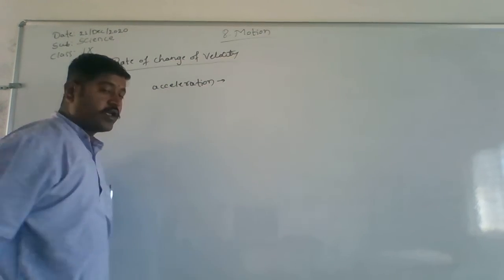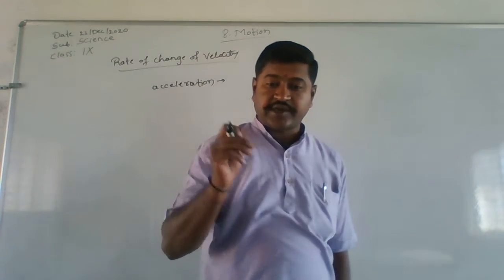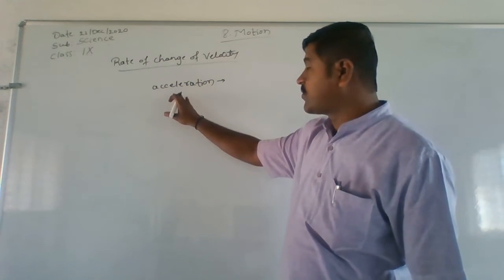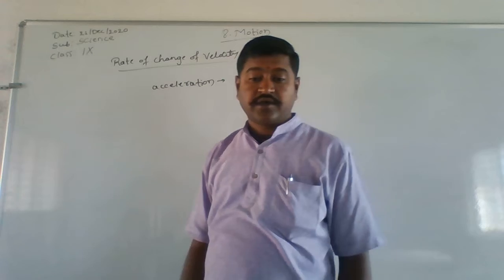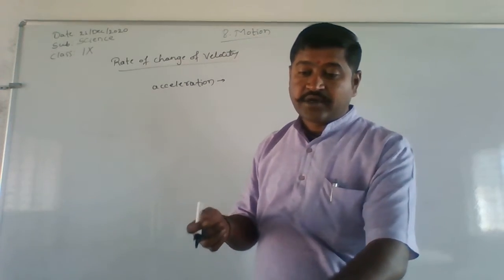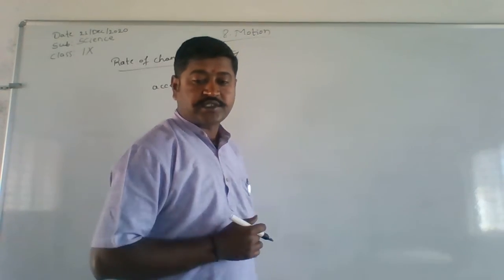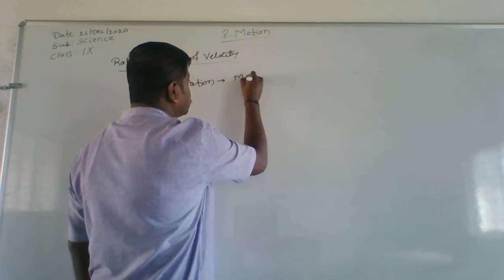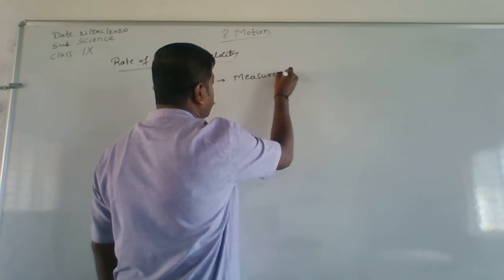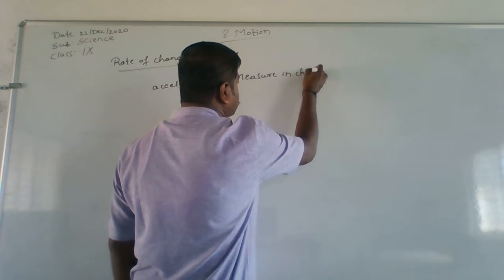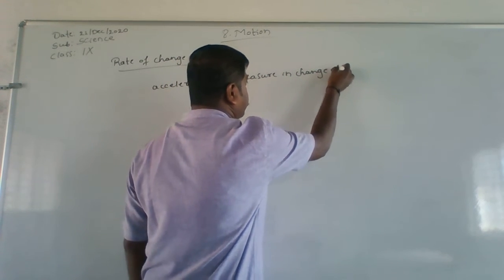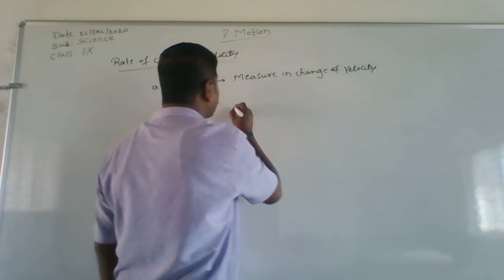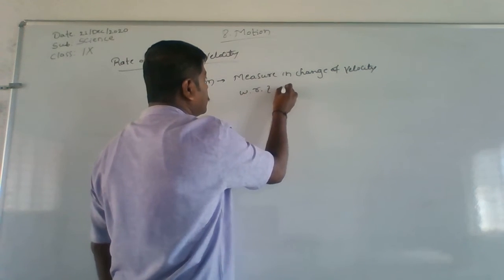We are going to use a word called acceleration. It is a physical quantity known as acceleration, and it is nothing but the measure of the change in velocity of an object. So acceleration is the measure of change in velocity with respect to time.